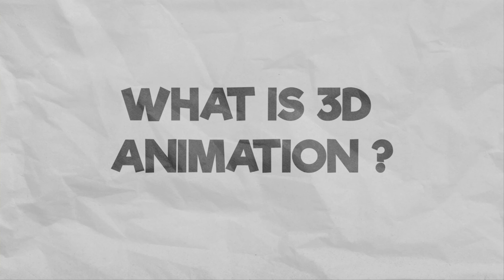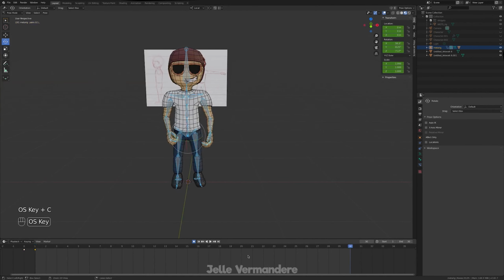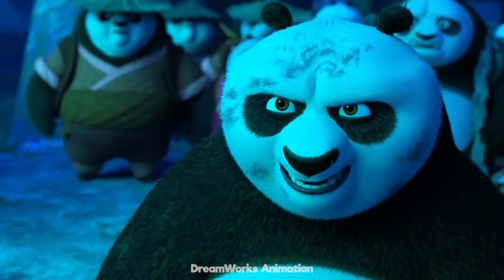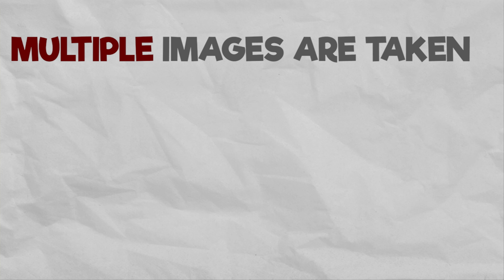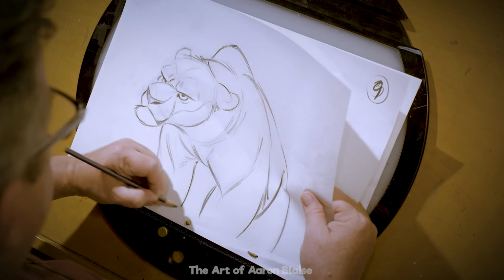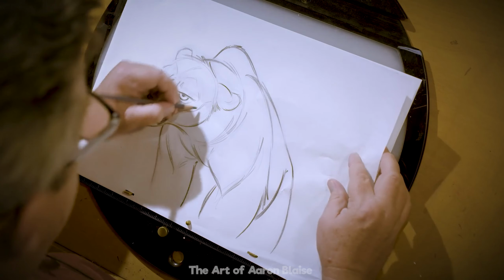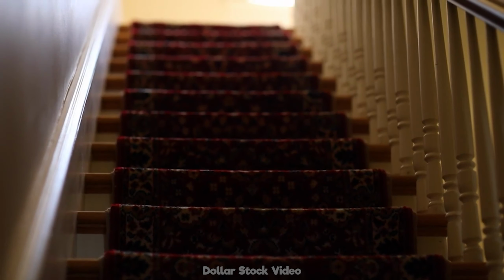What is 3D animation? Well, the basic definition of 3D animation is manipulating objects in a three-dimensional environment to create the illusion of movement. 3D animation shares the same basic principle as any other animation technique, that being multiple images are taken and played back at a minimum of 12 frames per second to create movement. However, unlike cell animation that uses hand-drawn images, 3D animation uses computer-generated imagery. There are many steps involved in creating a 3D animation, which we will now be going over.